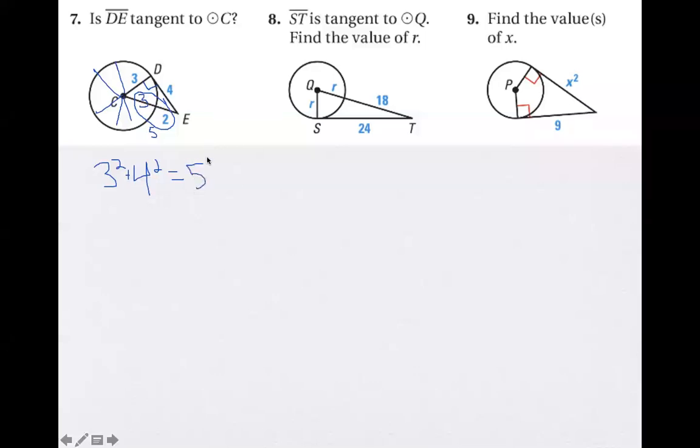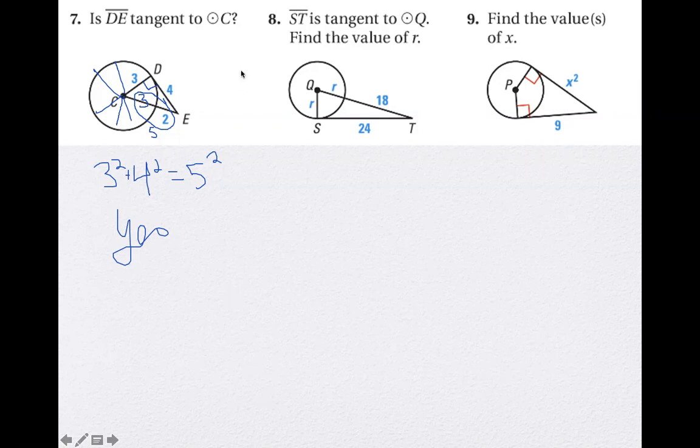All right, so 3 squared plus 4 squared is 5 squared. Well, first of all, I recognize this as being a triplet, your 3, 4, 5 triplet, so I know that 9 plus 16 is 25. So this is going to work. So this is yes. Is DE tangent to circle C? Yes, it does make a right triangle because it's a 3, 4, 5 right triangle.